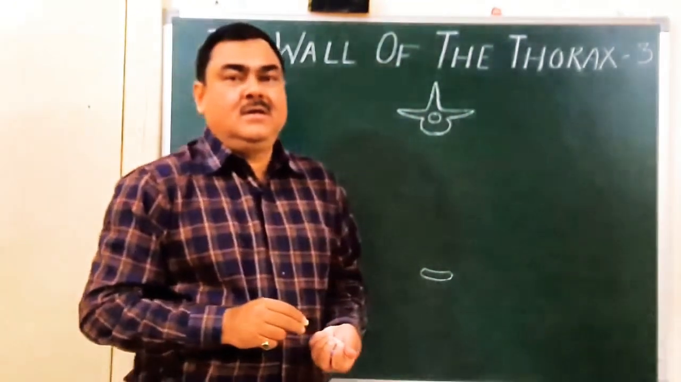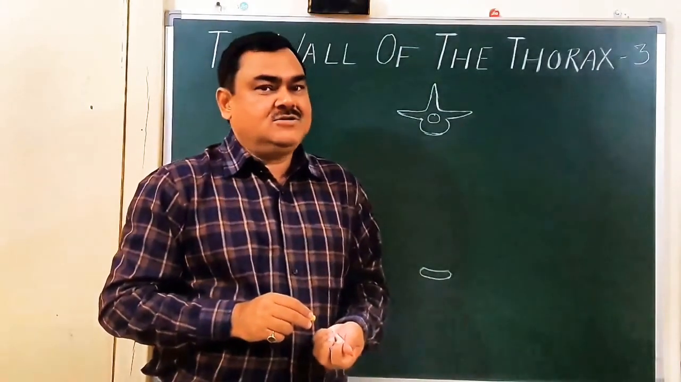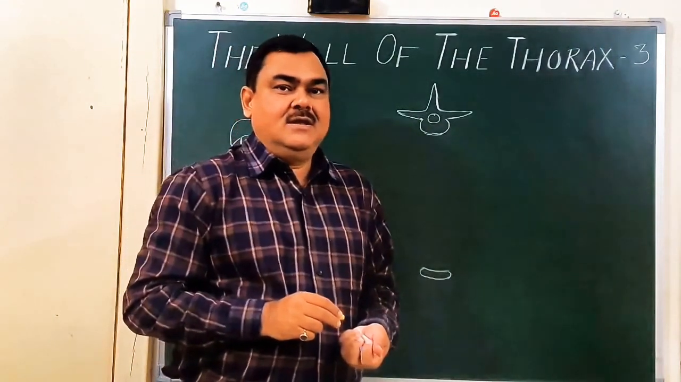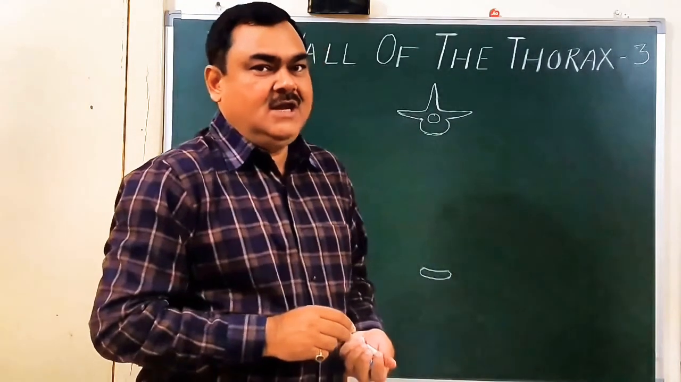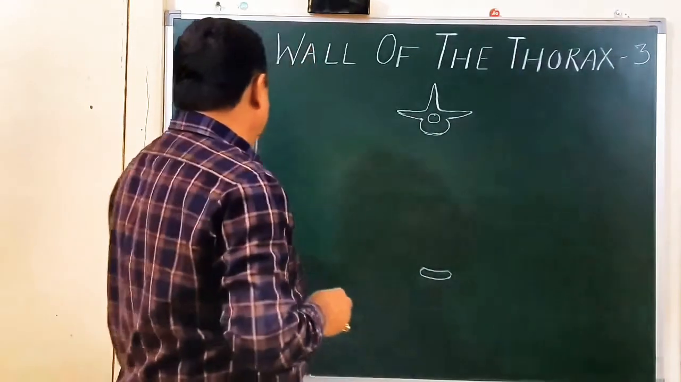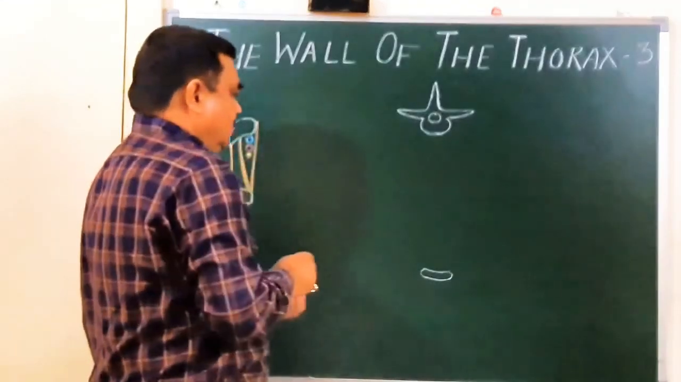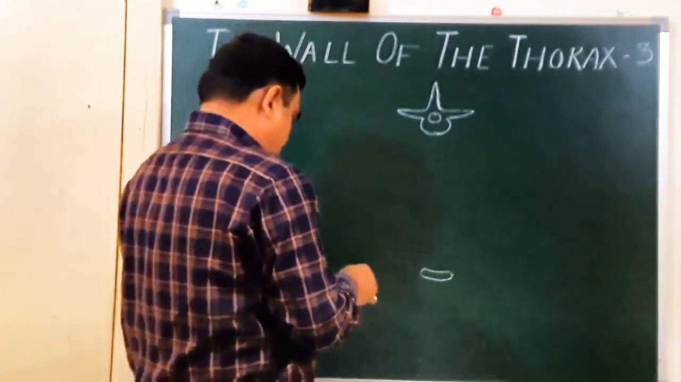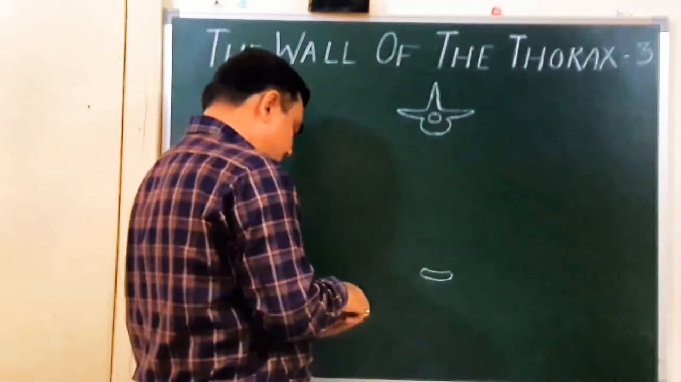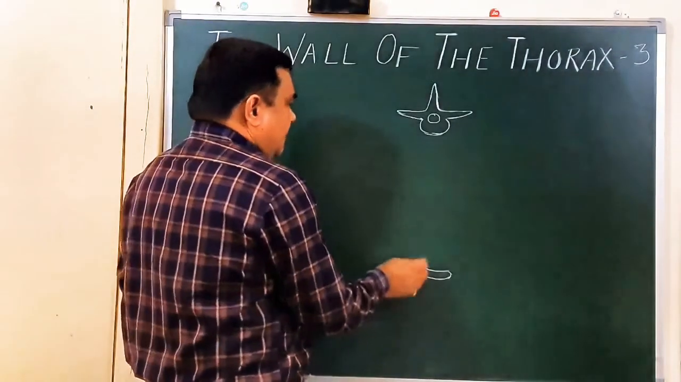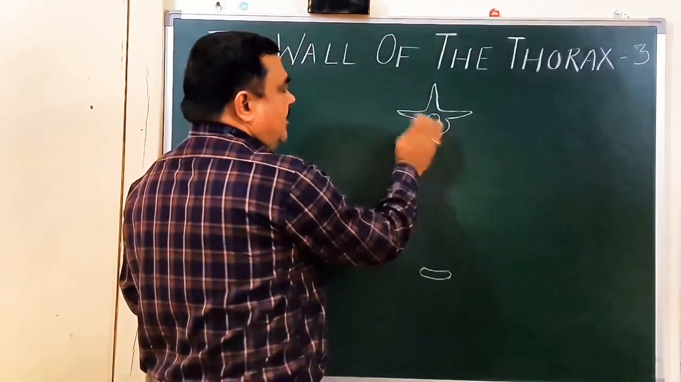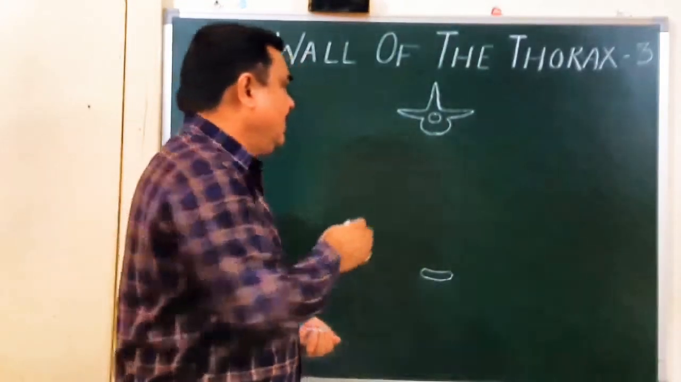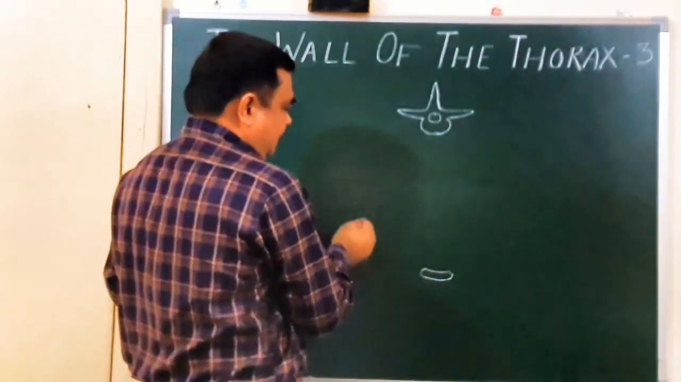There are 11 intercostal spaces. So there are 11 pair of the intercostal nerves. So here in this diagram you can see this is vertebra and here is sternum. This is transverse section, vertebra and sternum.